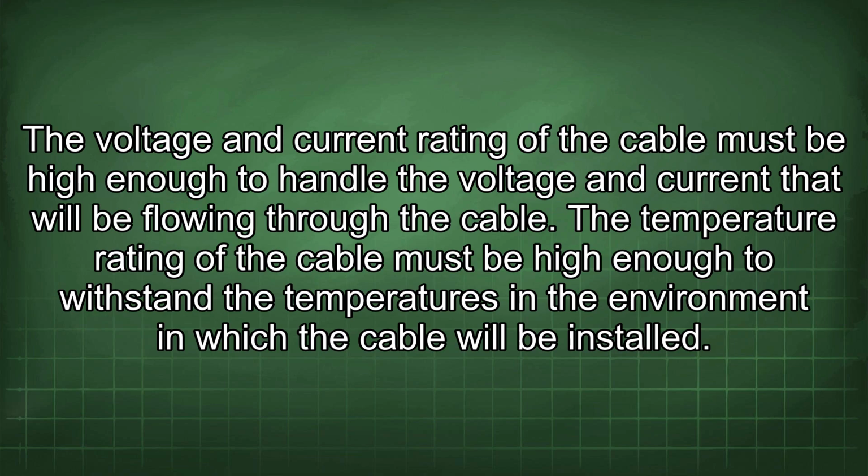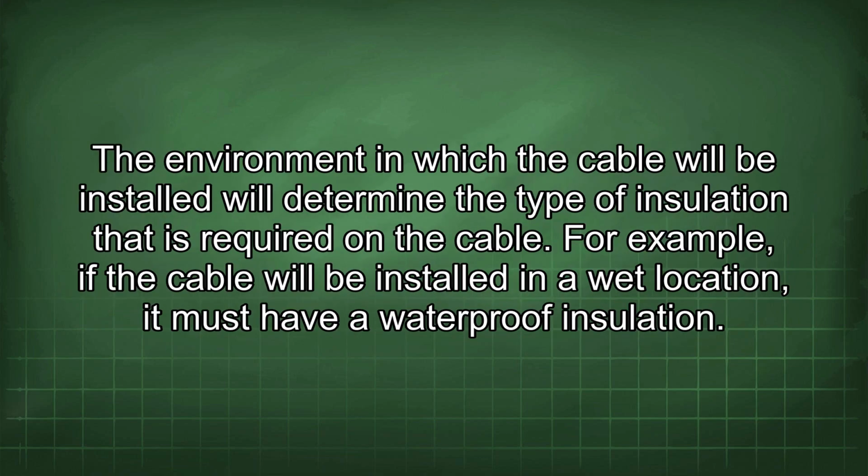The voltage and current rating of the cable must be high enough to handle the voltage and current that will be flowing through the cable. The temperature rating of the cable must be high enough to withstand the temperatures in the environment in which the cable will be installed. The environment in which the cable will be installed will determine the type of insulation that is required on the cable. For example, if the cable will be installed in a wet location, it must have a waterproof insulation.